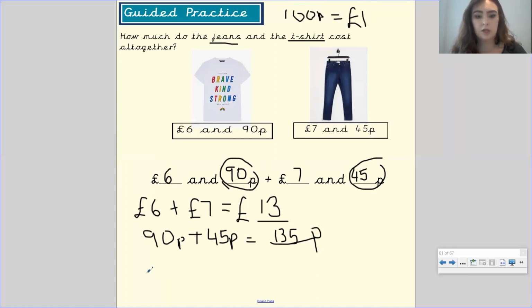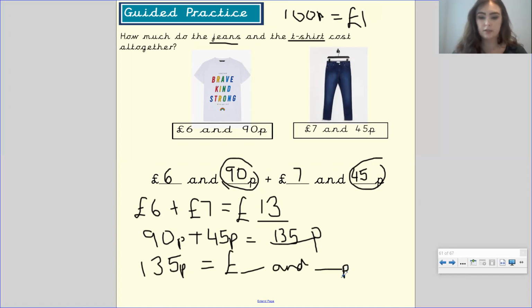Okay, now we need to use our knowledge of knowing that 100 pence is the same as £1. So if we've got 135 pence, what would that equal in pounds and pence? Pause the video to have a think. Okay, so because we've got 135 pence, that means we've got £1 and 35 pence.